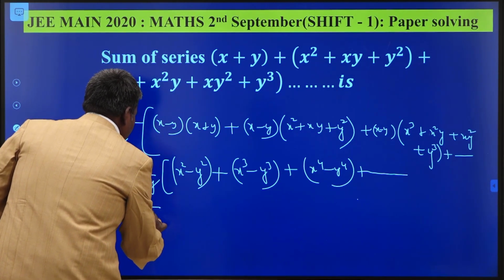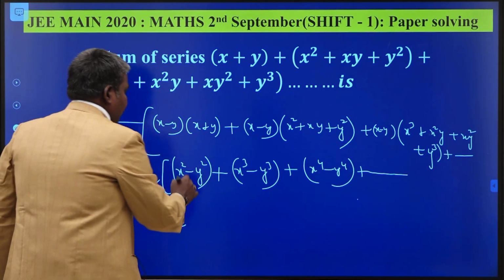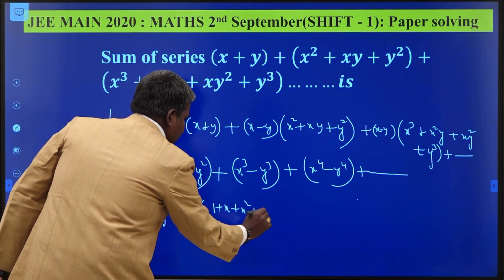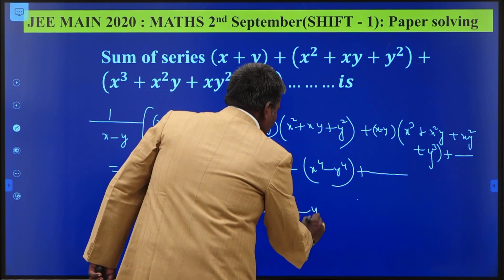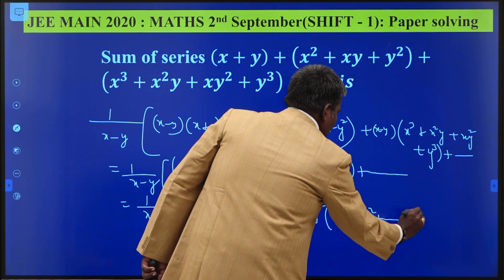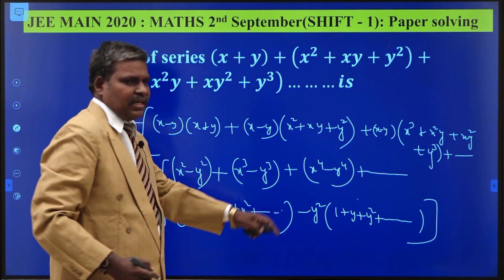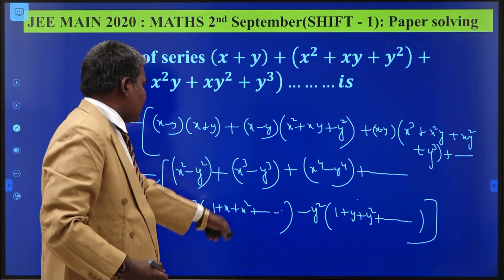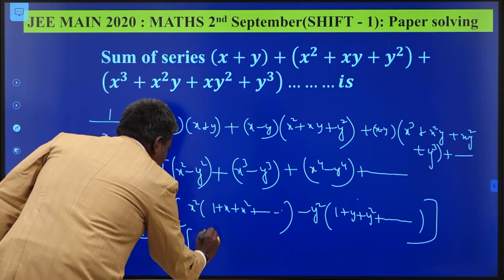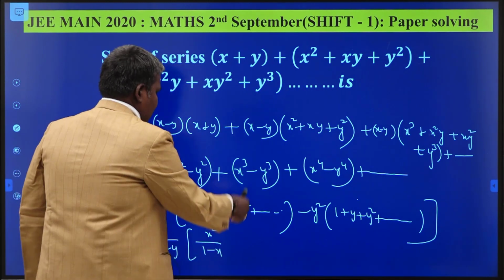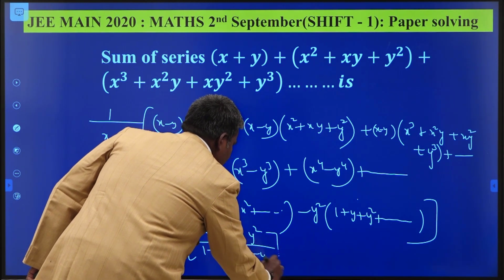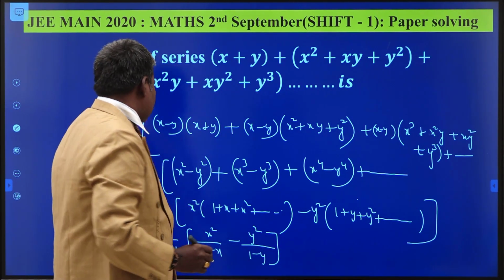This is nothing but 1 by x minus y times of, I am writing x square terms here, x square times of 1 plus x square plus and so on, minus y square times of 1 plus y square plus and so on. This is a geometric series. What is its value? a by 1 minus r, 1 by 1 minus x. This is nothing but 1 by x minus y into x square by 1 minus x, minus y square by 1 minus y. If you just simplify this one, you get the required answer.